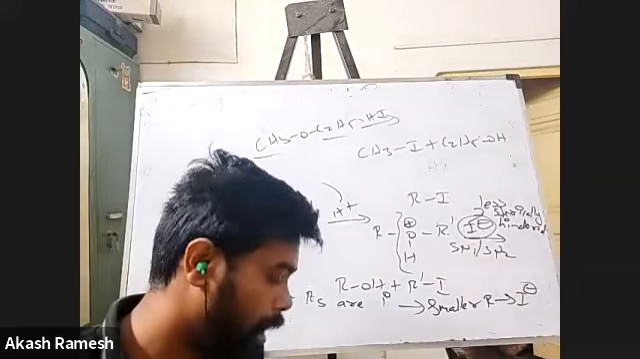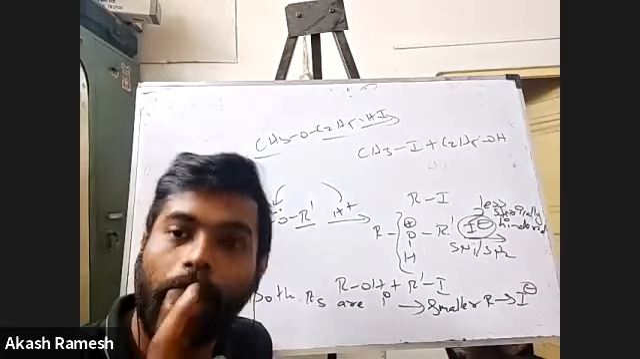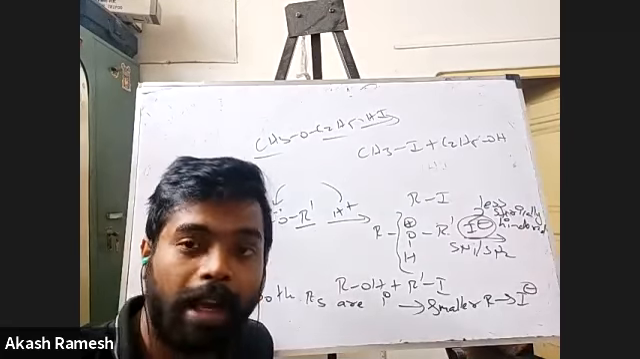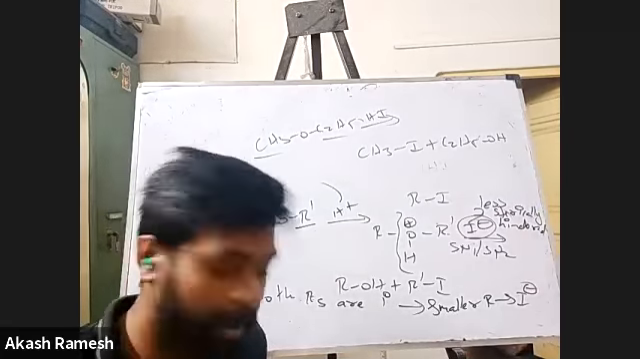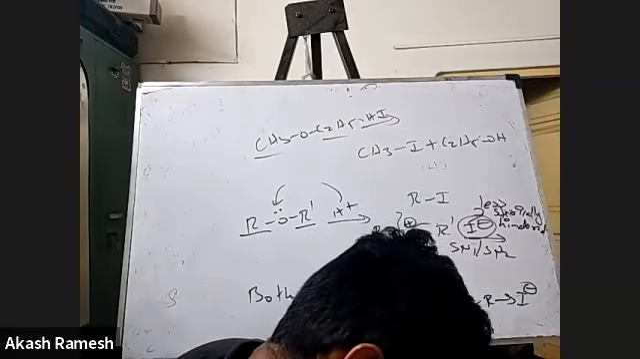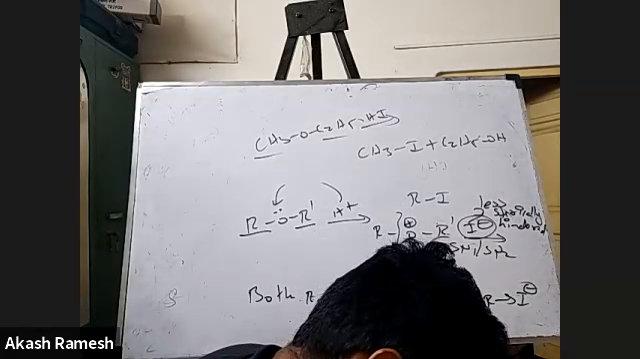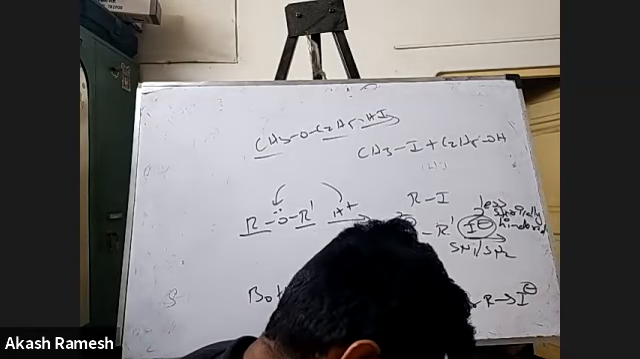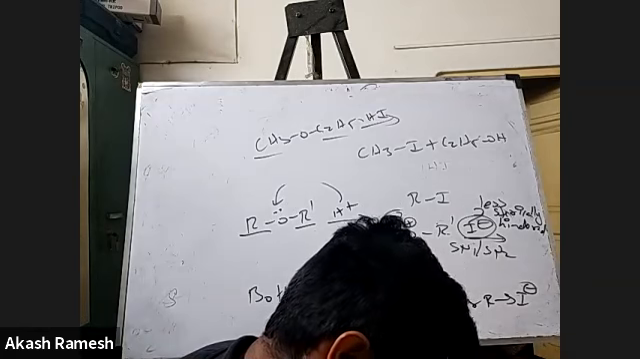Now, if one of them is primary and the other one is secondary, or say one of them is primary and the other one is tertiary, in that case, let me tell you that. Obviously the tertiary should get the halide.